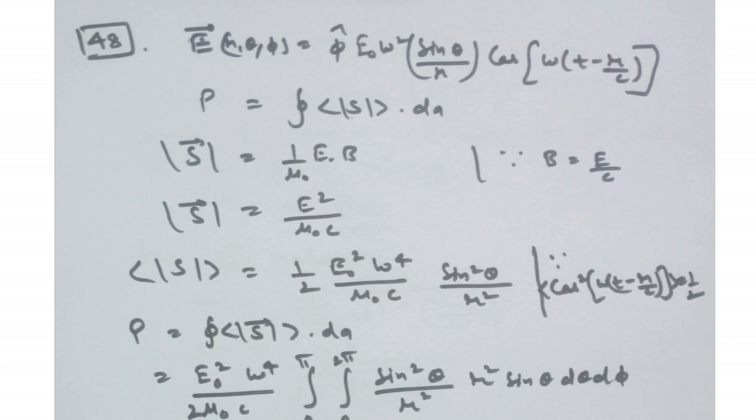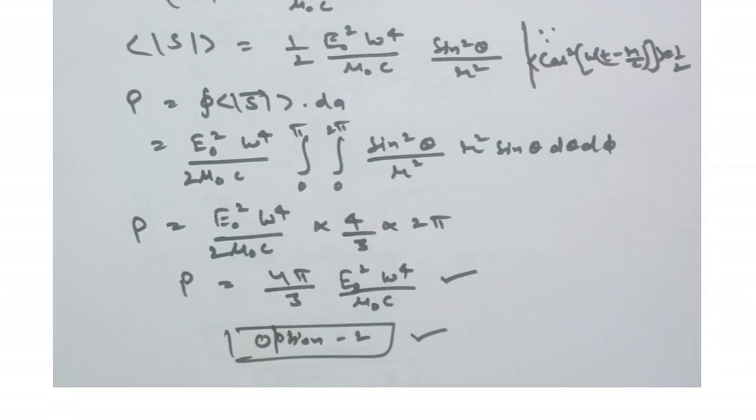Now the Poynting vector is equal to E cross B upon mu naught. Because B is equal to E upon c, the Poynting vector will become E square upon mu naught c. Now the expectation value of the Poynting vector will become 1 upon 2 E naught square omega 4 upon mu naught c sin square theta upon r square, because here cos square omega t minus r upon c will become 1 upon 2. Now we can easily calculate the power. So just put the value of the Poynting vector and integrate it within that area. So after solving this integration we will get 4 pi upon 3 E naught square omega 4 upon mu naught c. So that is the right answer, which is option 2.